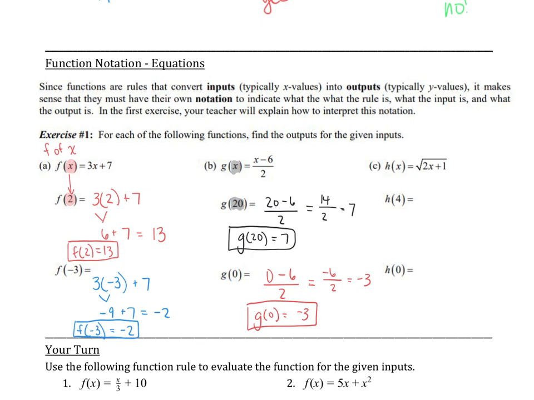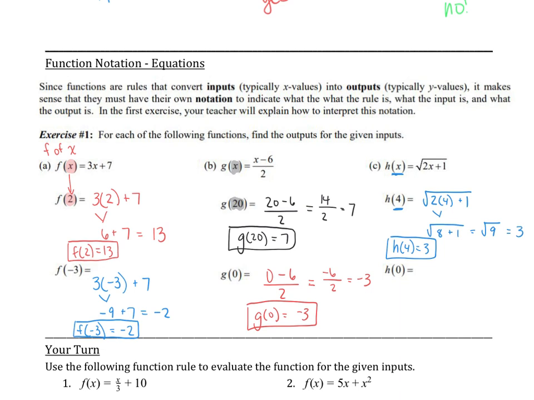Let's do one more example together. Looking at example C, I want to plug in the 4, right, because my x value here it gives me is 4, and solve it out. So I have the square root of 2 times 4 plus 1. Well, what's 2 times 4? That's just going to be 8 plus 1. Well, what's 8 plus 1? That's just going to give me the square root of 9. What that basically means, the square root of 9, is what number times itself equals 9? That's just going to be 3. So my final answer, h of 4, equals 3.